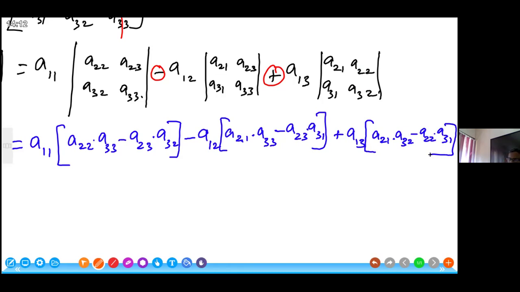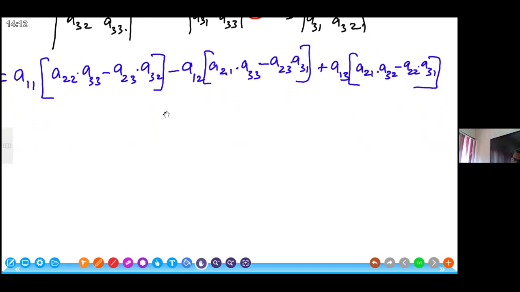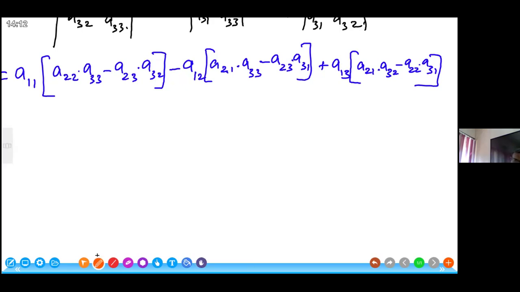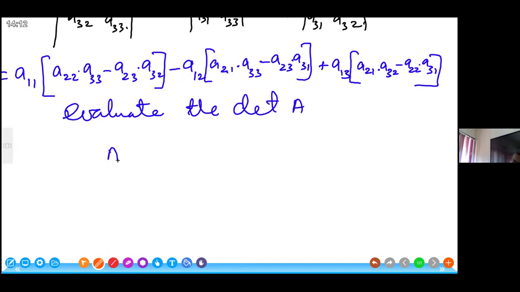Right. Now I will give you a simple problem. Evaluate the determinant of matrix A. Matrix A has been given as 4, 5, 6, 1, 2, 3, 0, 0. Can you find out the determinant of this?